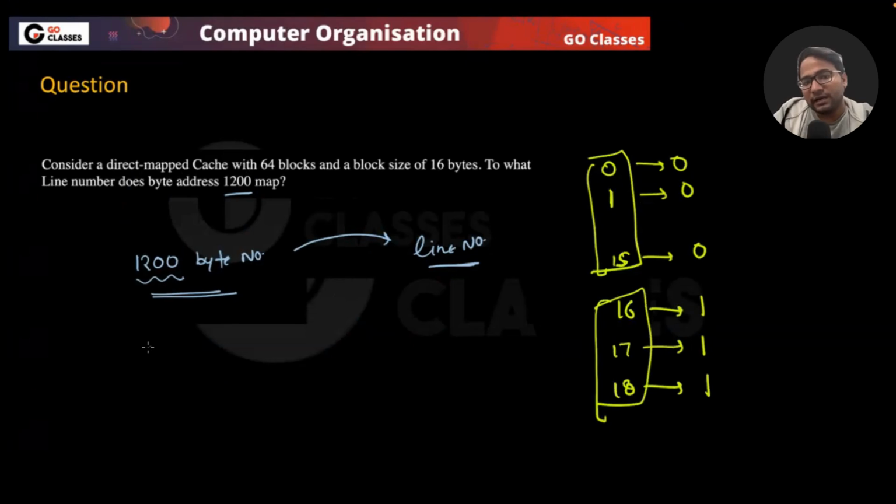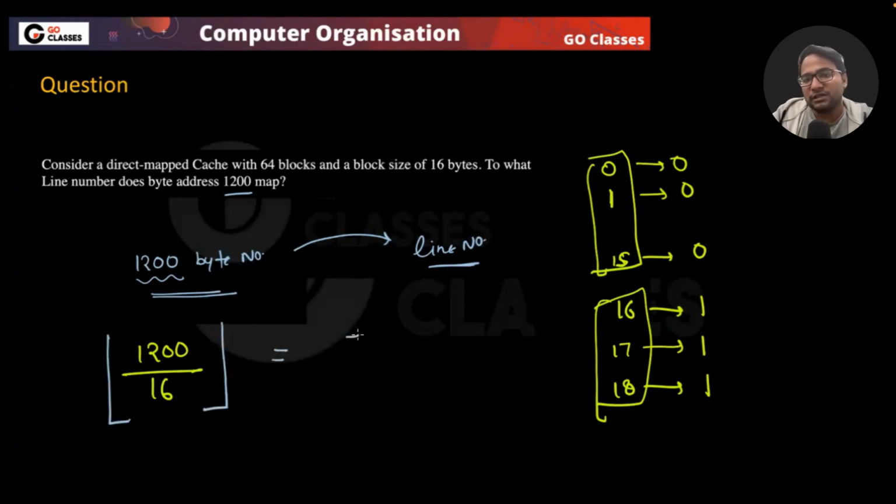Right? So similarly, 1200 divided by 16. Should you be taking floor or ceil? See, if you need to find 17, then what did you do? This belongs to block number 1. So you have taken the floor here, right? So similarly, you can divide and take the floor, isn't it?